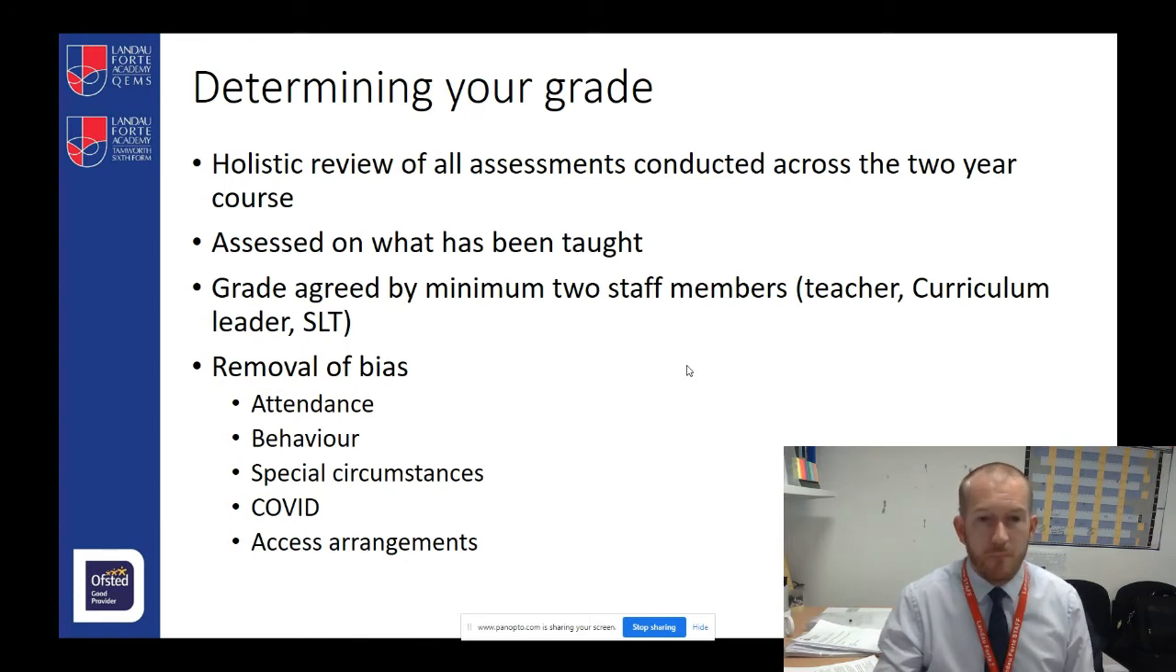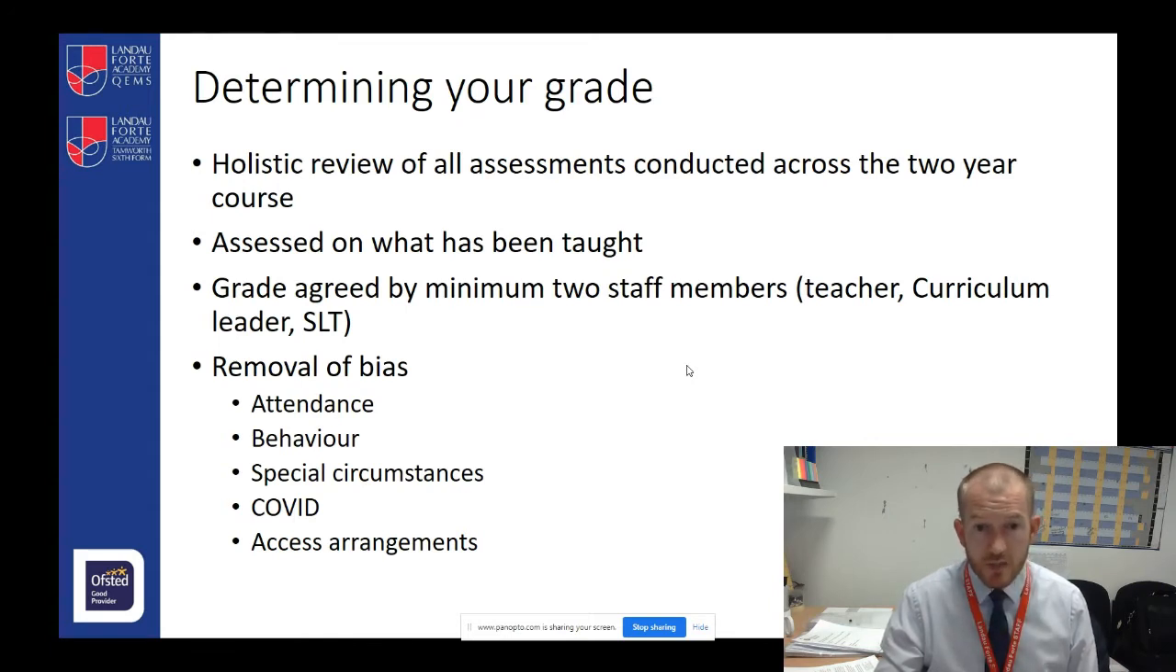So in terms of attendance, that will not be taken into account. If you have not attended lessons, then that cannot be taken into account when determining your grade. It will be based on the evidence that we have for you. Behaviour will not be taken into account. So if previously you've not necessarily been as behaved as we would like you to, that will not be taken into account. We cannot judge your grade based on your behaviour. It is purely upon the evidence that we have for you to determine your grade.